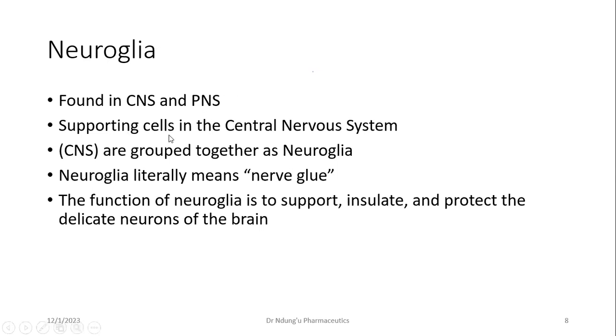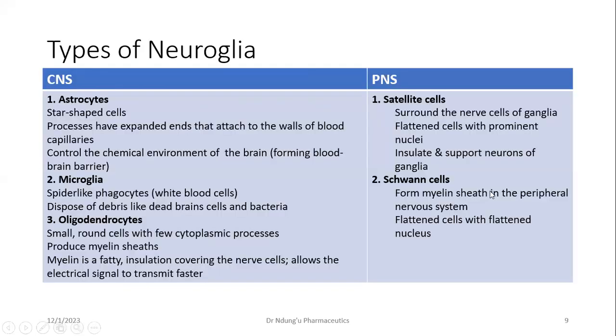Supporting cells in the central nervous system are grouped together as neuroglia. Neuroglia literally means nerve glue. The function of the neuroglia is to support, insulate, and protect the delicate neurons in the brain. So types of neuroglia include those in the CNS and PNS. CNS is the central nervous system and PNS is the peripheral nervous system.